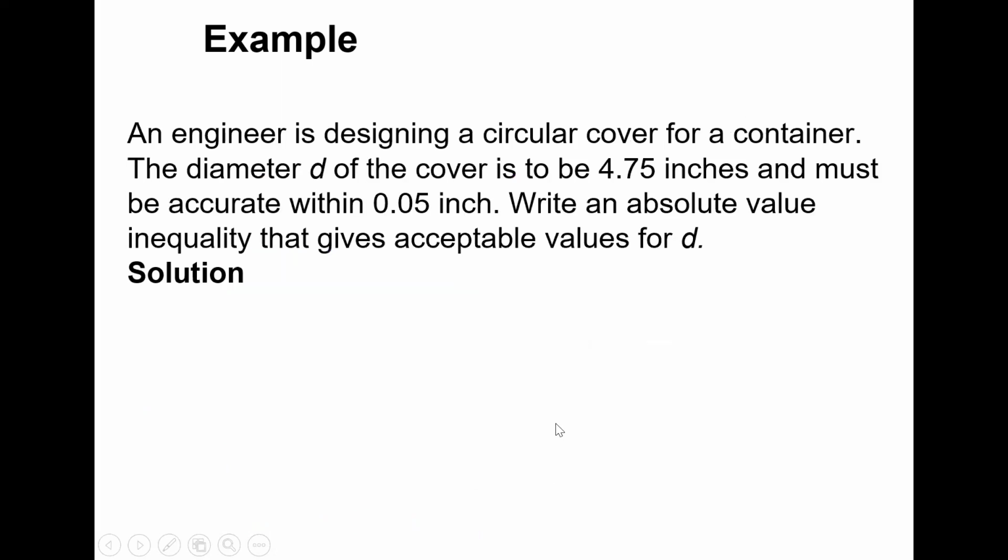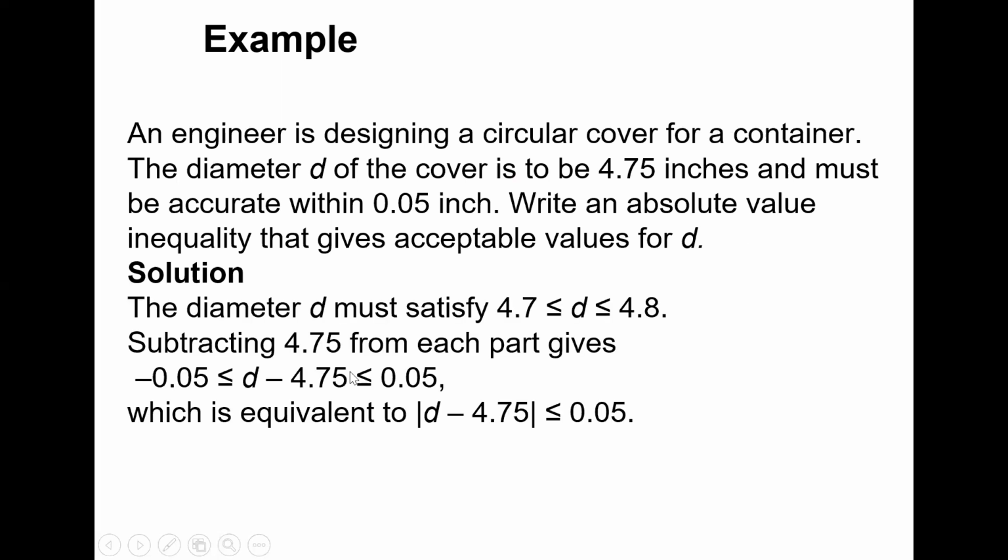All right, so here we have an engineer designing a circular cover for a container. The diameter of the cover is to be 4.75 inches and must be accurate within 0.05 inches. Write an absolute value inequality that gives acceptable values for D. All right, so what we basically have is the diameter has to satisfy this range. If we add 0.05, that's going to be 4.8, and if we subtract that, it's going to be 4.7.